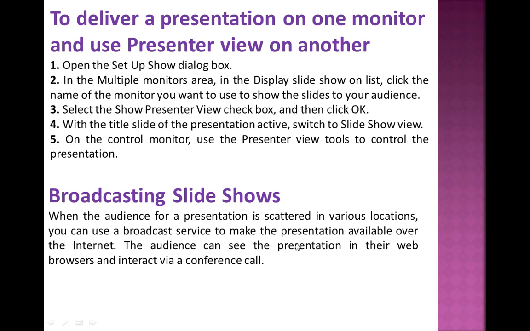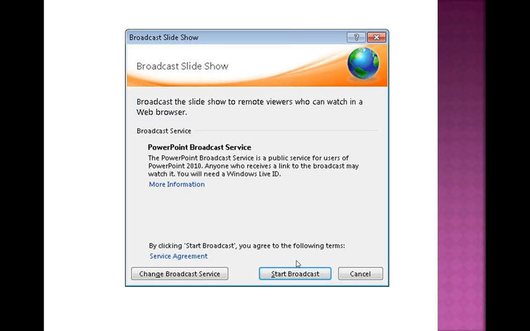This says when the audience for a presentation is scattered. Scattered means going to various directions. In various directions, you can use a broadcast service to make the presentation available over the internet. Means you can broadcast the services that is available for the presentation. The audience can see the presentation in their web browser and interact via conference call. This is how we can apply the broadcast show.